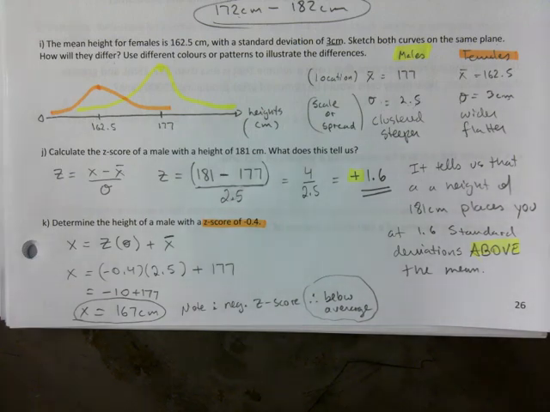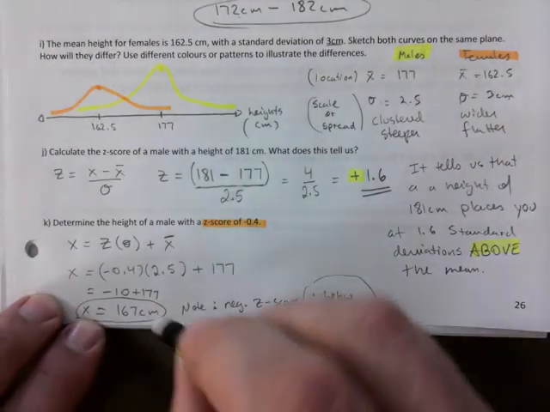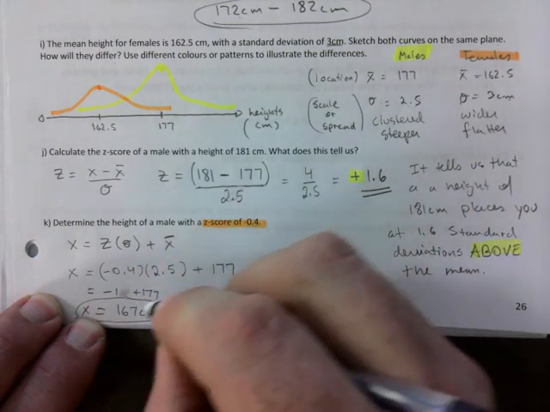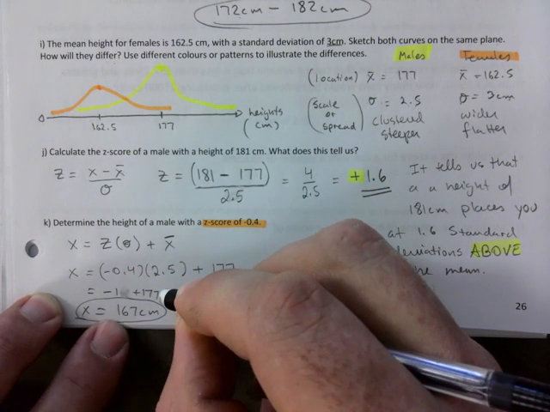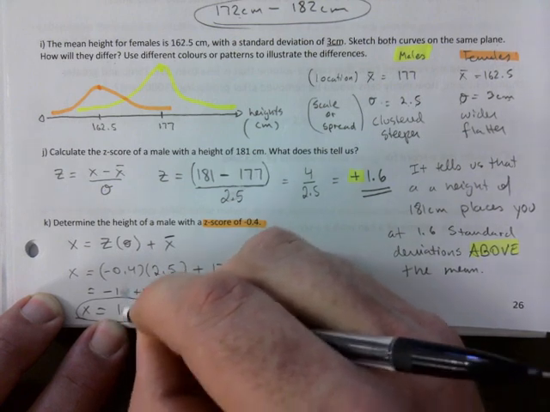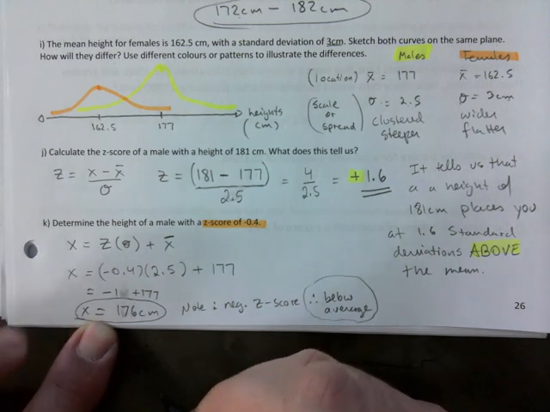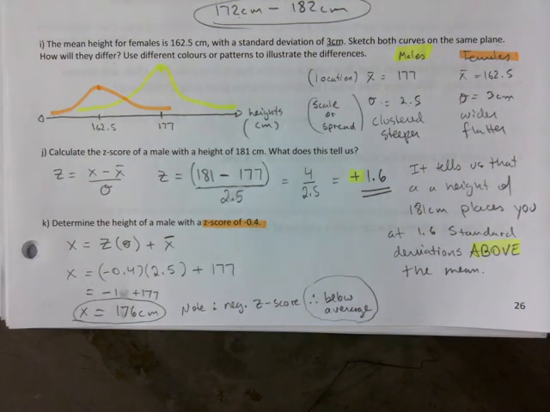I feel like I made a mistake there. 0.4 times 2.5 is not 10. Sorry, guys. I made a mistake. Yeah, that's negative 1. Get rid of the 0, and that would put us at 176. My bad. I apologize. I don't even know why I made the mistake, but hey.